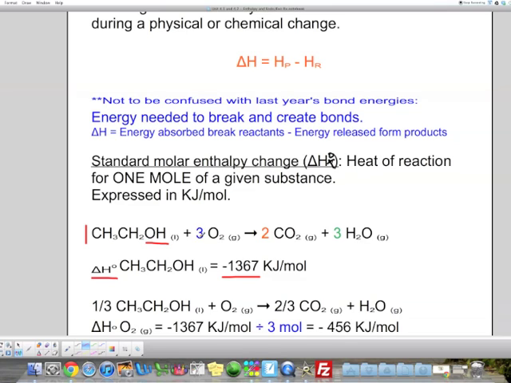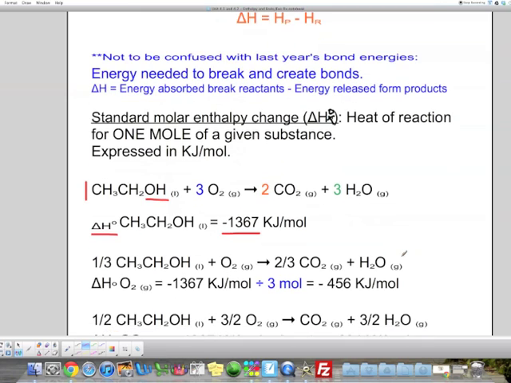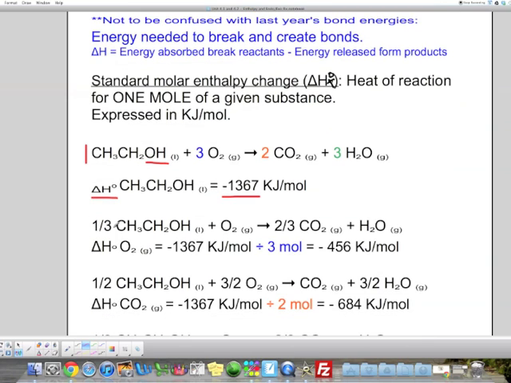Now you learned last year when you started balancing equations that you have to be consistent all throughout, which means that if I divide this by 3, I need to divide this amount by 3, and this amount by 3. What does it give me? It gives me this equation here. So I now have 1/3 of my alcohol, 1 mole of oxygen, 2/3 of CO2, right? I have 2 divided by 3. And I had 3 moles of water and now have 1.